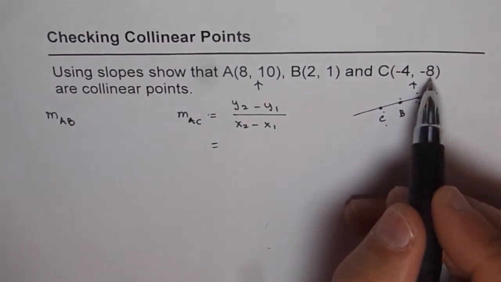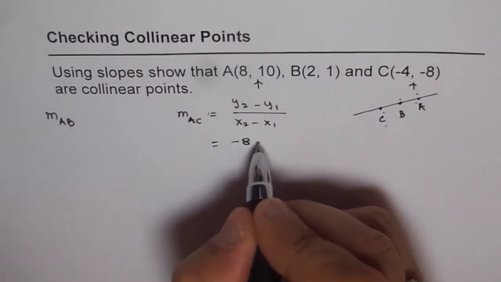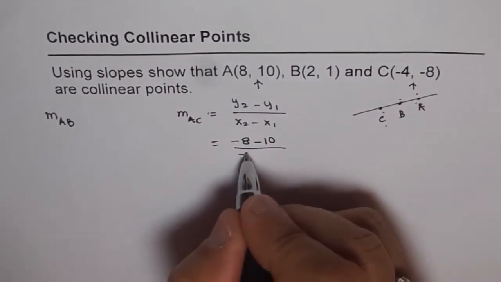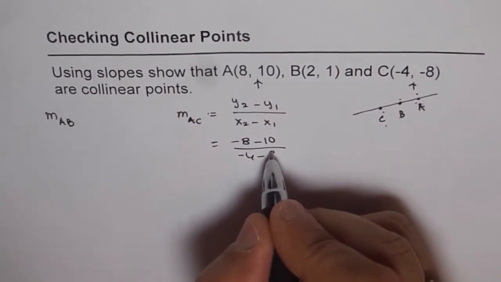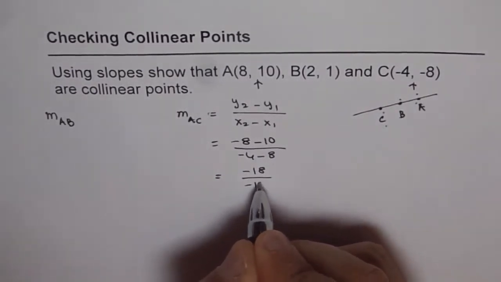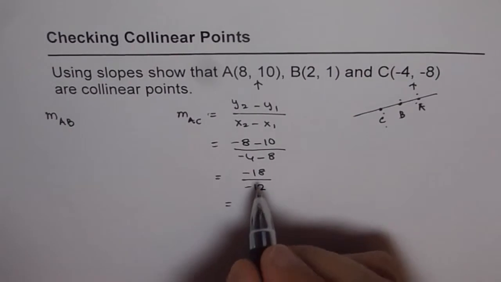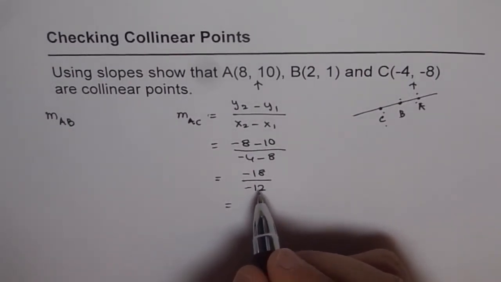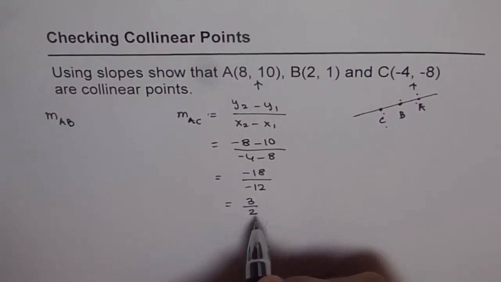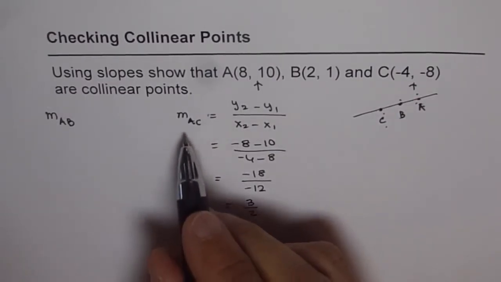So we'll do y2, which is minus 8 minus 10 over minus 4 minus 8, right? So we get minus 18 over minus 12, and it can be simplified. You can divide both by minus 6, and when you do that, you get 3 over 2, right? So that becomes the slope between A and C.